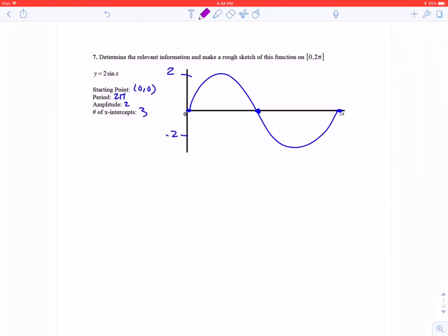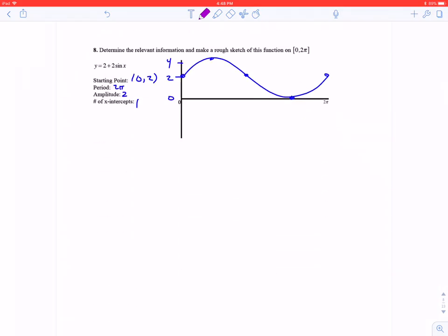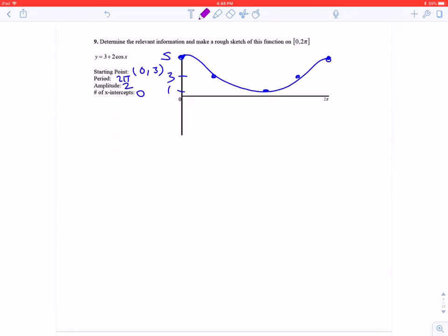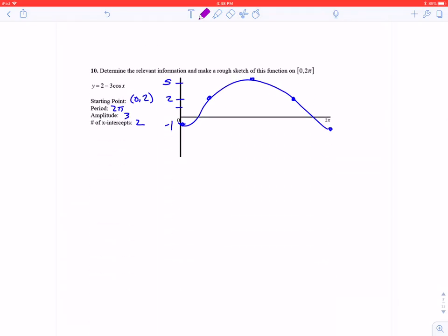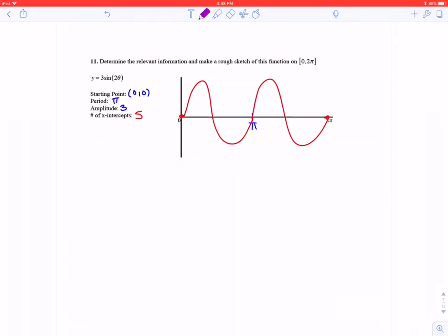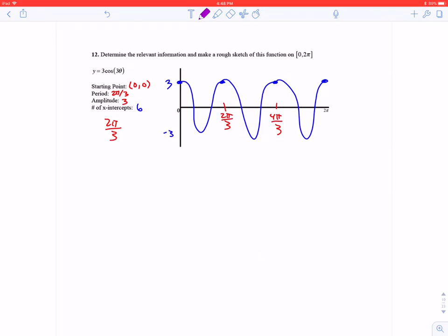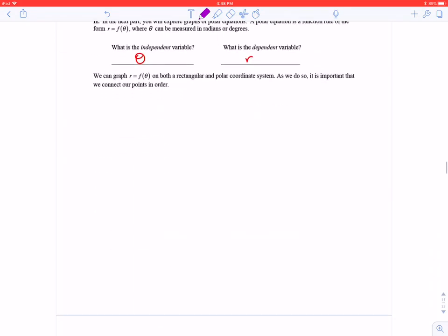Okay? Very quickly, pause, check this graph, fix yours. Number 8, number 9, number 10, number 11, the best of all, number 12. And then we're going to move on to the new notes.